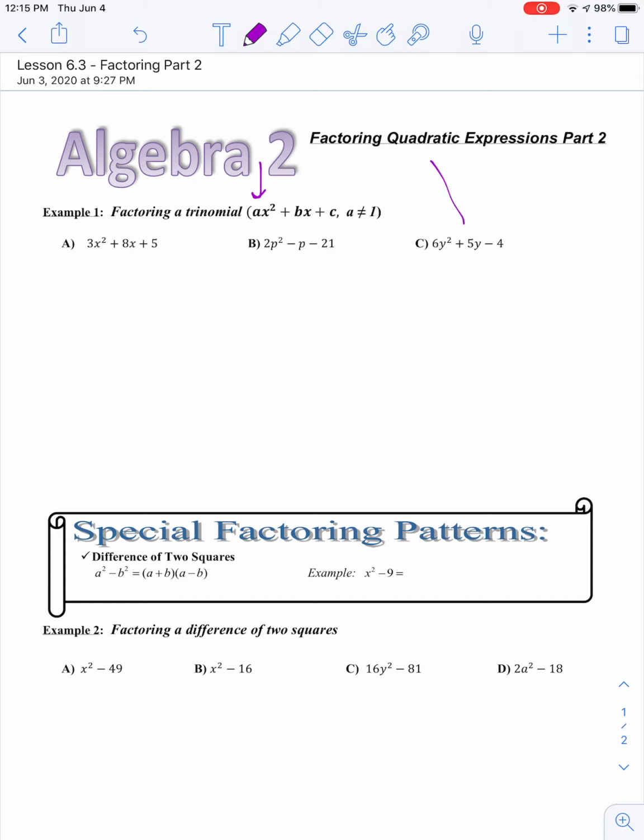The first step, however, is the same, where we begin by multiplying A and C together, and we put that number on top of our puzzle, and then we put B on the bottom. So we'll find the two numbers that multiply to the top value and add to the bottom value. But then from there, we're going to have some new stuff that we haven't seen yet.